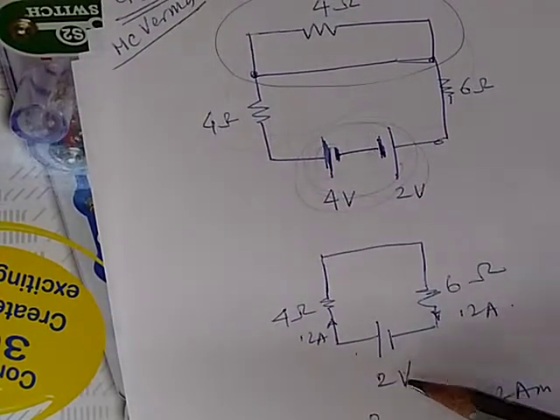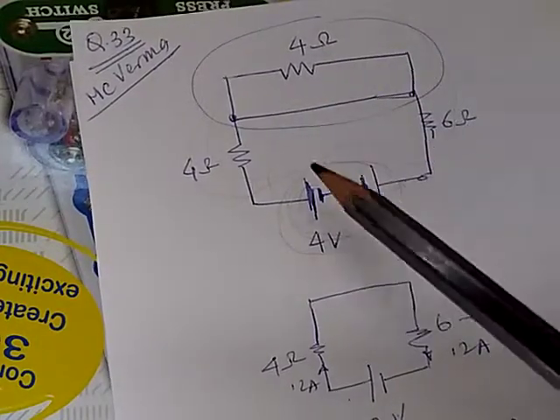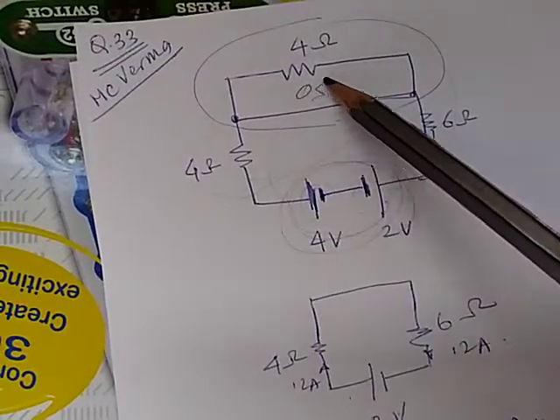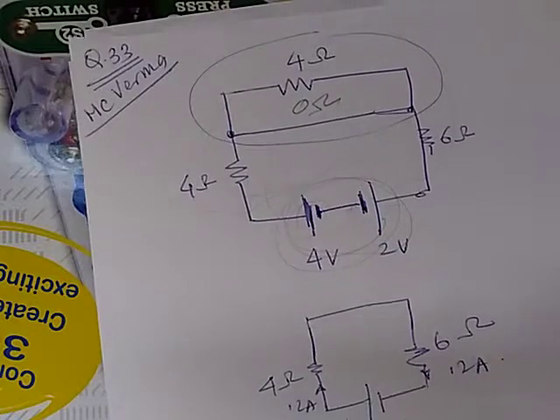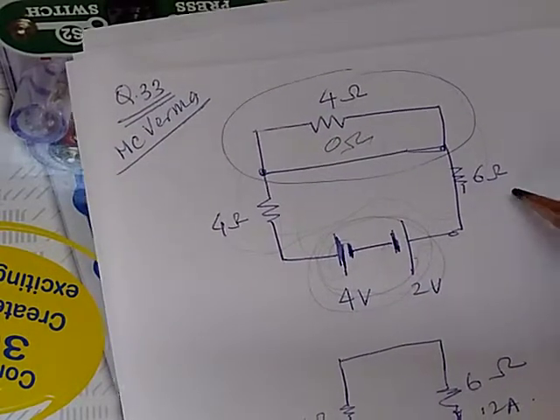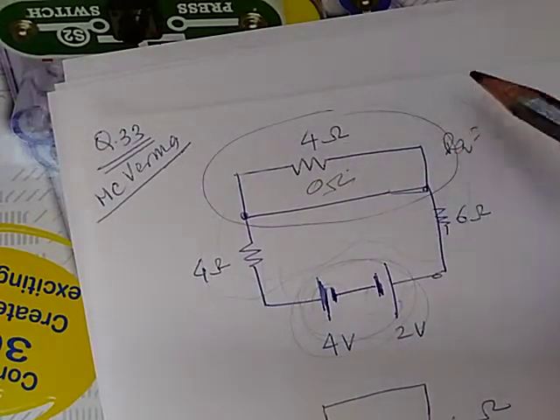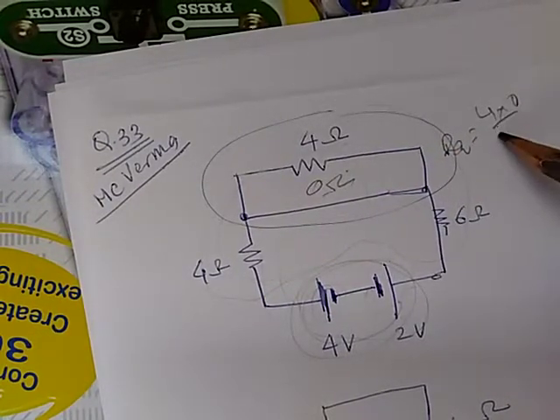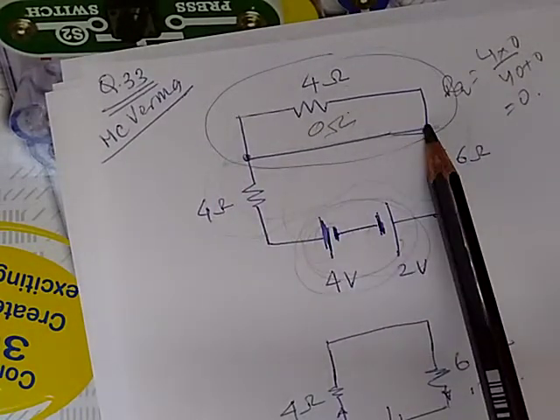It's 2 volt here. What happens when you connect a 4 ohm resistor with a 0 ohm resistor in parallel? You can think of it in two ways. One way is that this 4 ohm and 0 ohm are in parallel, so the equivalent resistance is R1 into R2 divided by R1 plus R2, 4 into 0 divided by 4 plus 0, which is 0. And what is a 0 ohm resistor? A 0 ohm resistor is simply a wire.